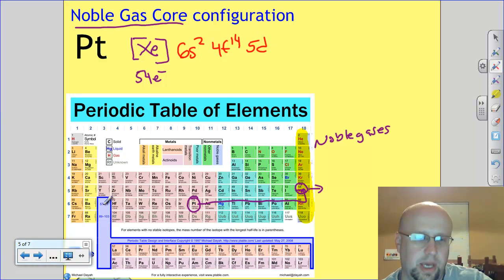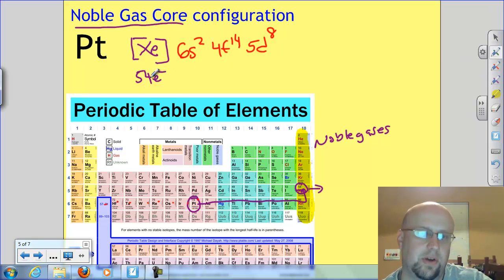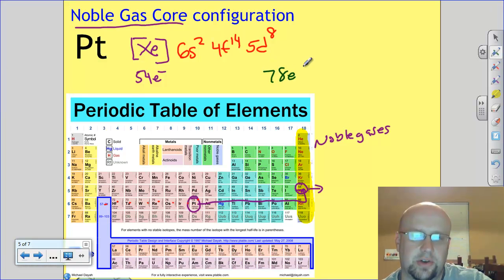And just like before, we count over 1, 2, 3, 4, 5, 6, 7, 8, 5d8. Now again, do a quick check. Make sure that you're right. So I've got 54 plus 2 is 56, plus 14 is 70, plus 8 is 78 electrons, which is exactly where I want it to be.